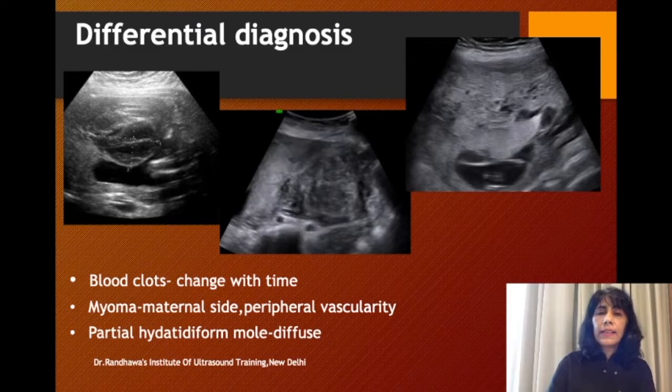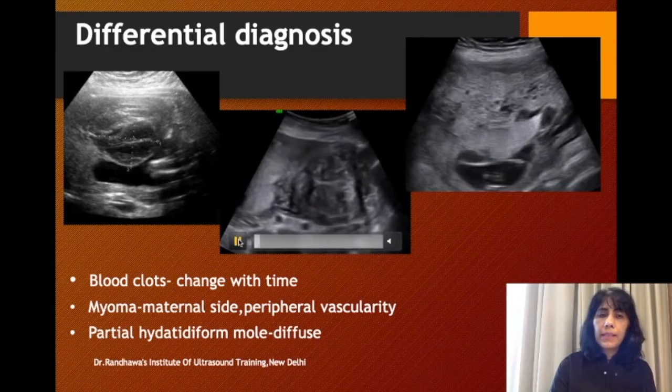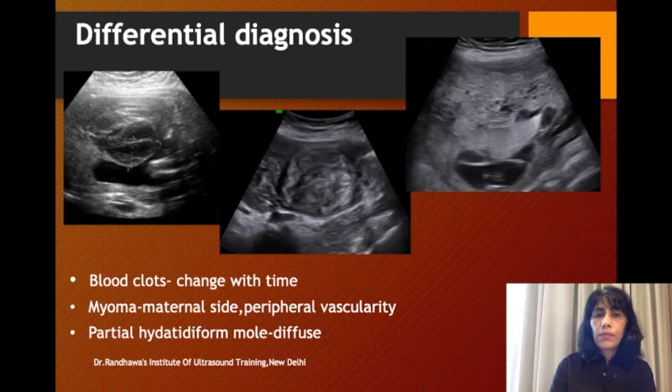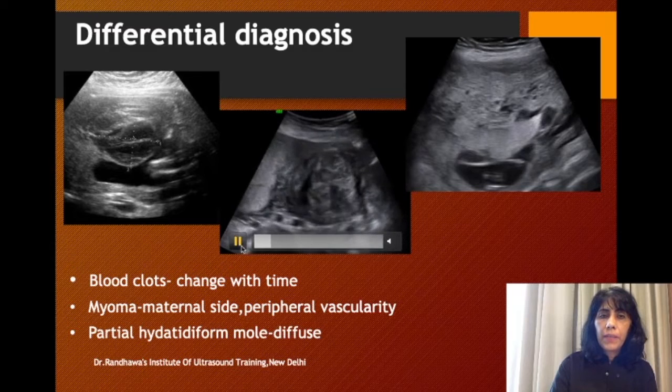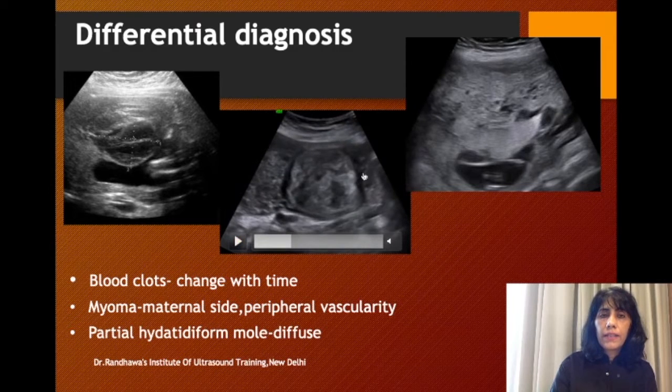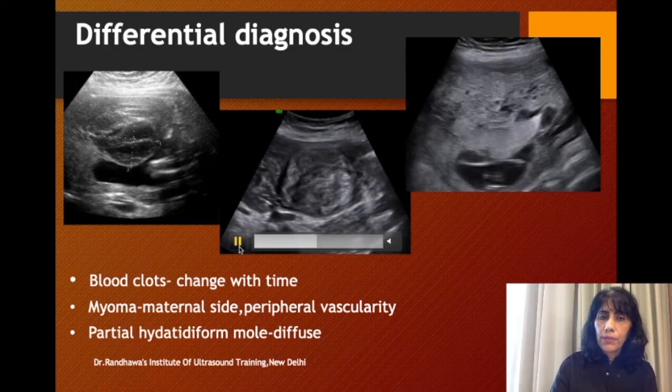Second thing, let us see this one, why we may say this is chorioangioma. Now this also looks like a well-defined mass. It's a well-defined hypoechoic mass, a little bit heterogeneous, few dark areas are there. But let us see why we did not take it as chorioangioma.